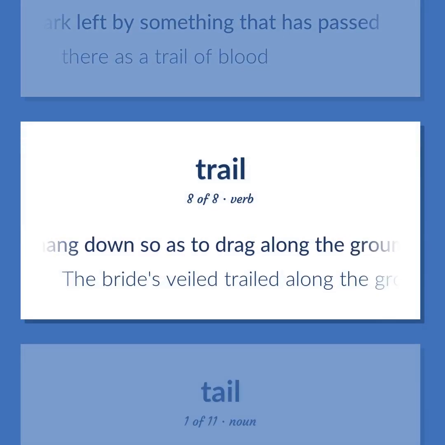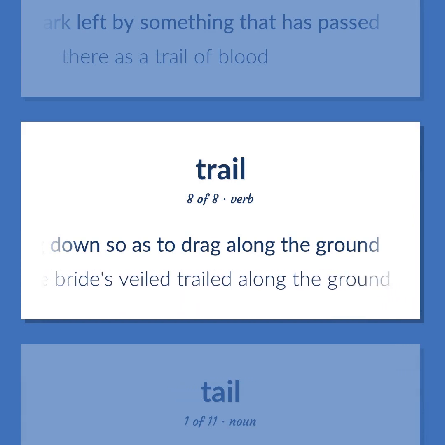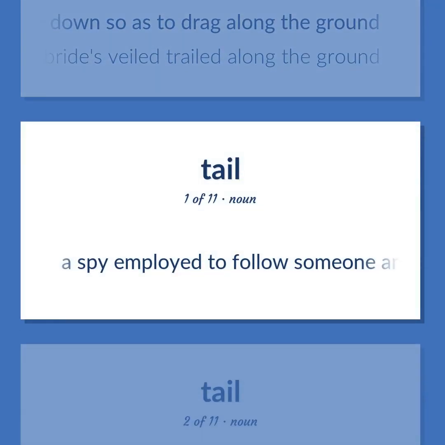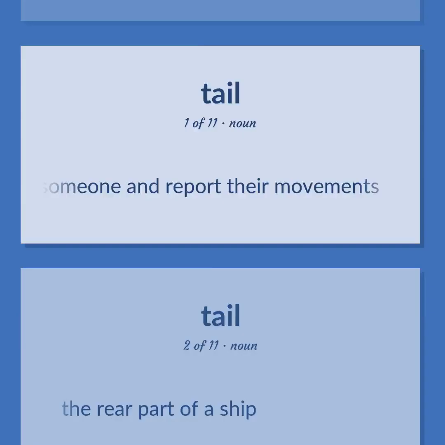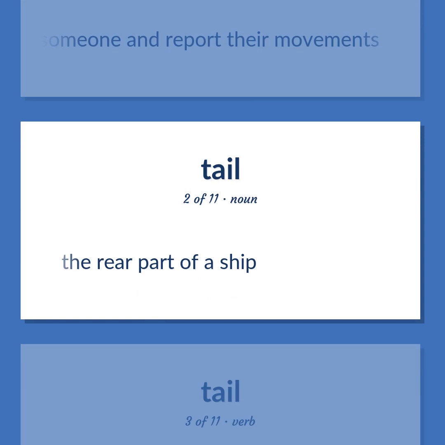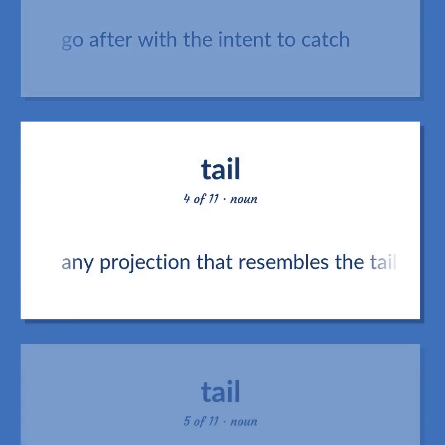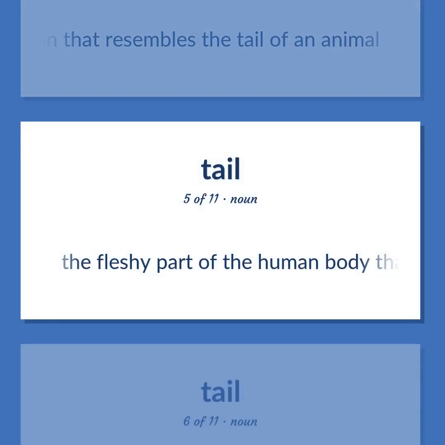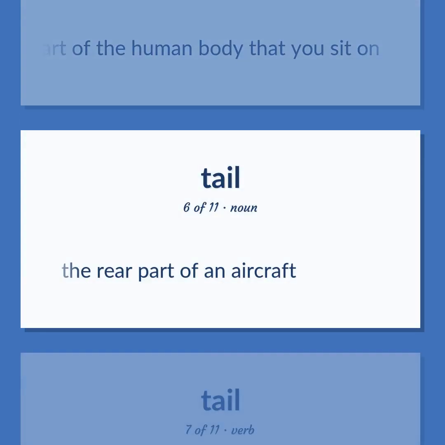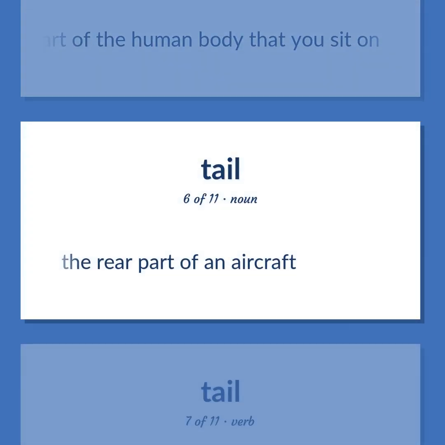Hang down so as to drag along the ground. The bride's veil trailed along the ground. A spy employed to follow someone and report their movements. The rear part of a ship. Go after with the intent to catch. Any projection that resembles the tail of an animal. The fleshy part of the human body that you sit on. The rear part of an aircraft.